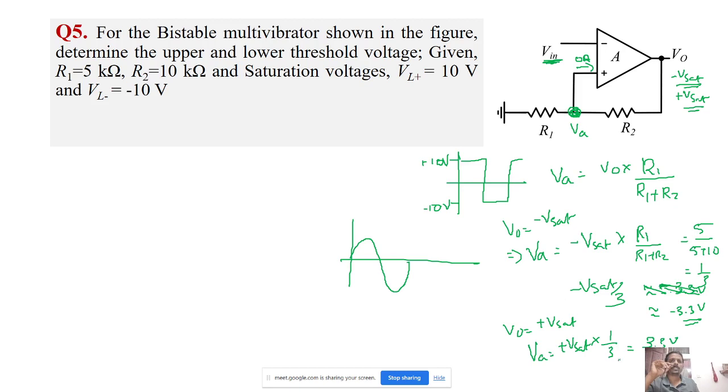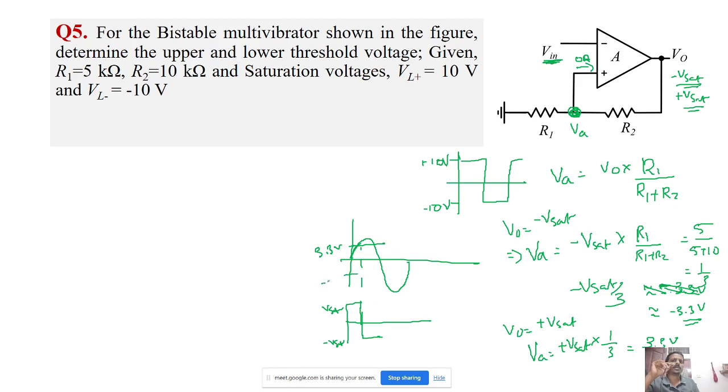Okay, so what happens is, whenever the input crosses 3.3 volt, the output will go to minus Vsat. So till then it is plus Vsat. Again, now the VA is minus 3.3, right?